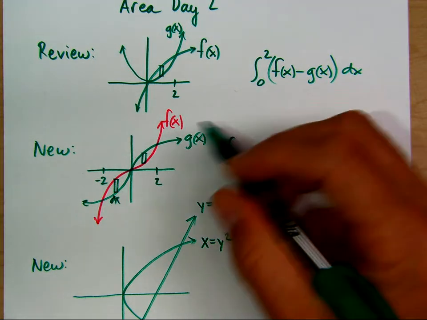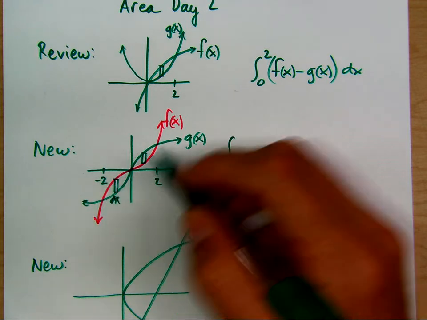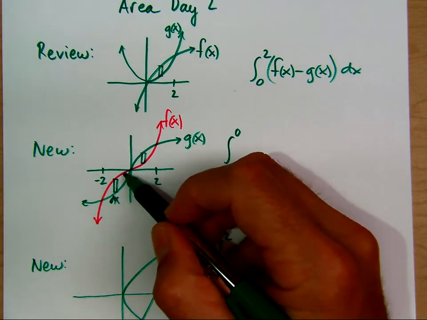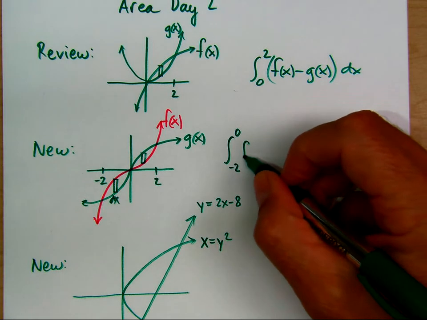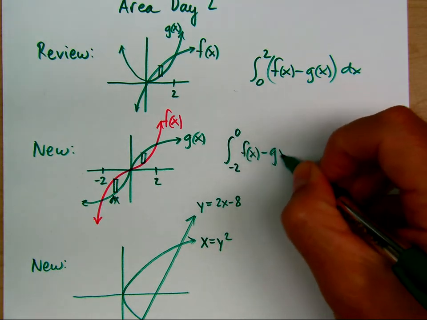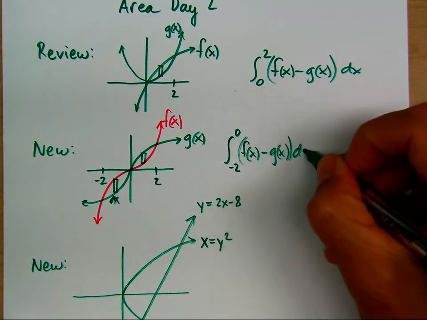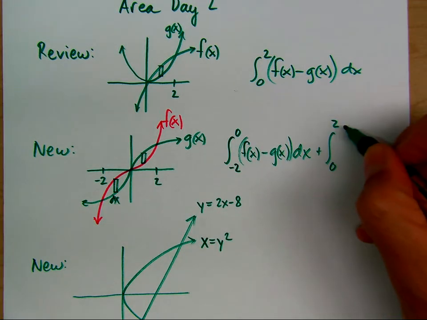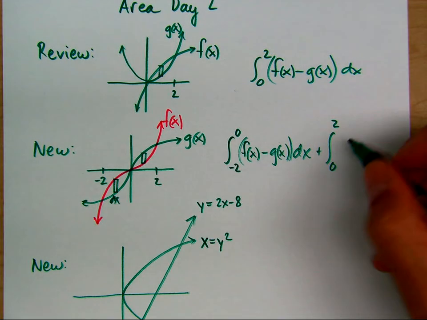And here we'll go from -2 to 0, and top is f minus g. And then from 0 to 2, but now it'll be g minus f.